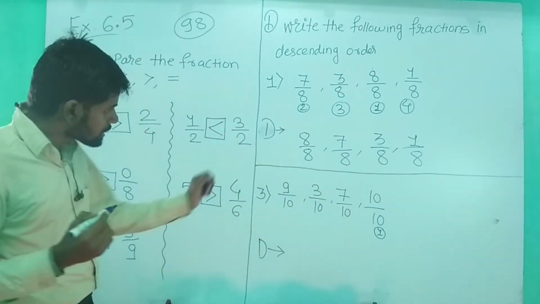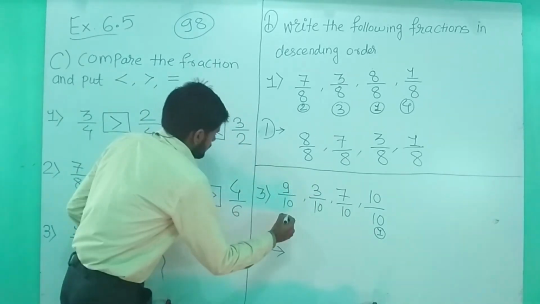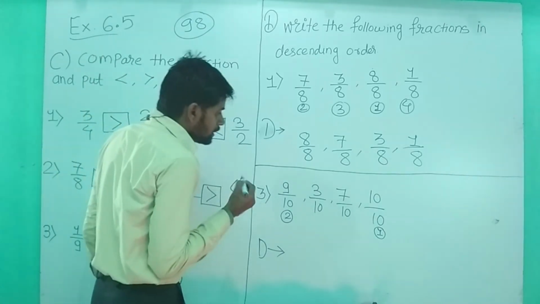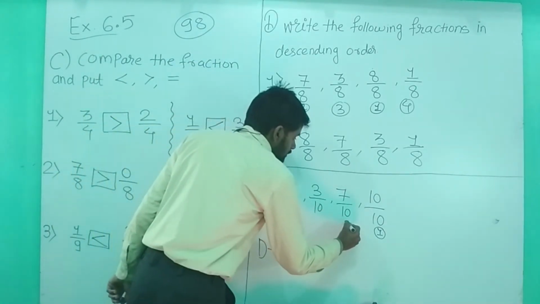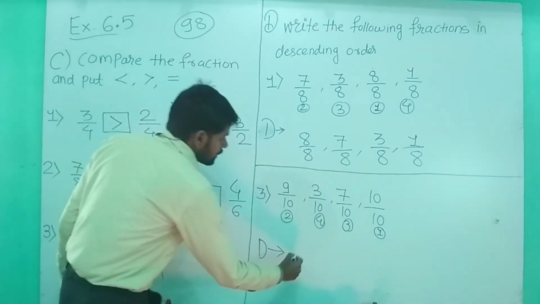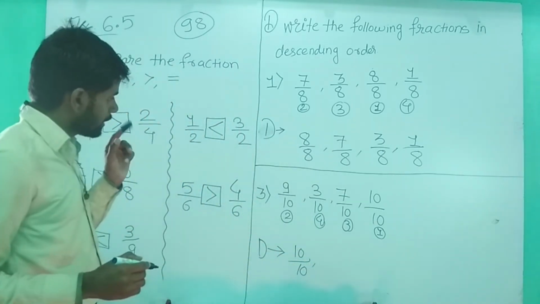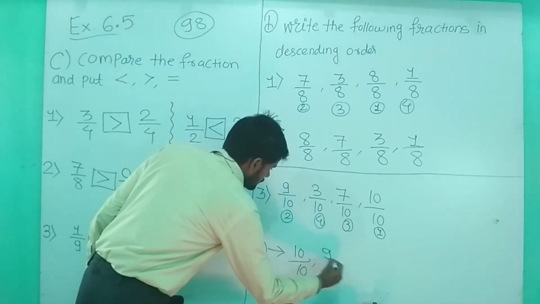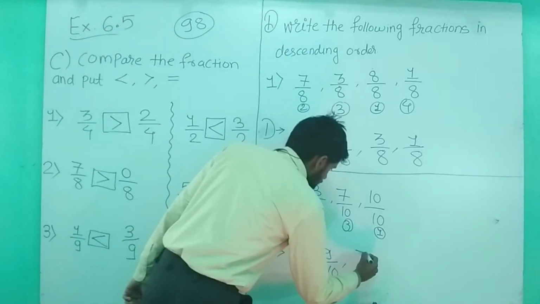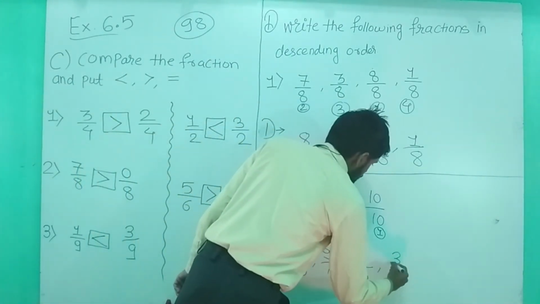It is the biggest. Then slightly smaller than 10 is, no, this one. It is second place. Then 3 by 7 will come. Third place will be here. Fourth place, this one will come. Okay, so write it down. Write down 10 by 10. What should I write after that? Yes, 9 by 10. Then we will write 7 by 10. And then we will write 3 by 10.